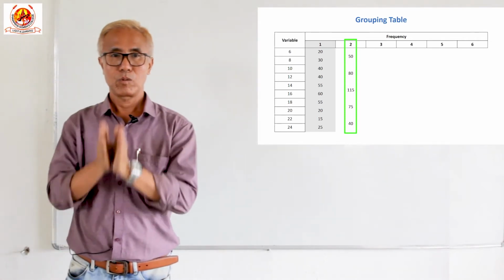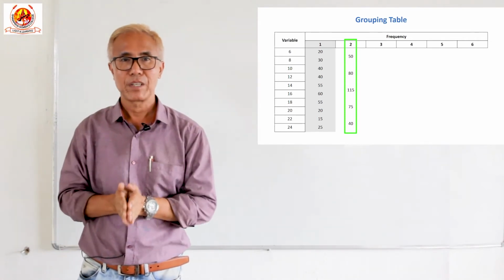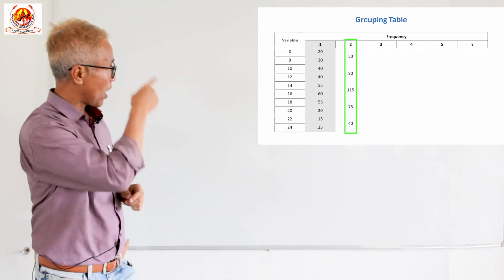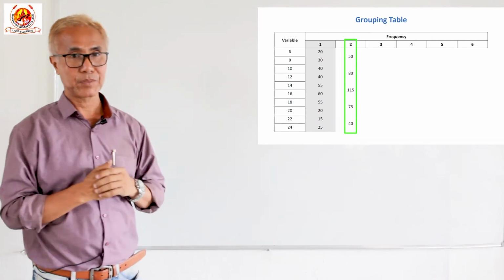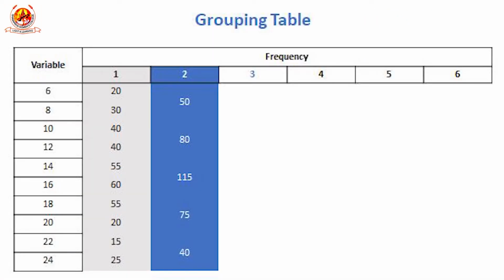Now we have completed the second column. Which one is the highest value? 115 is the highest value, and 115 is the sum of 55 and 60. These are the frequencies of 14 and 16. So the modal values will be 14 and 16.